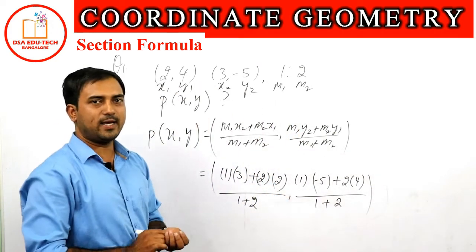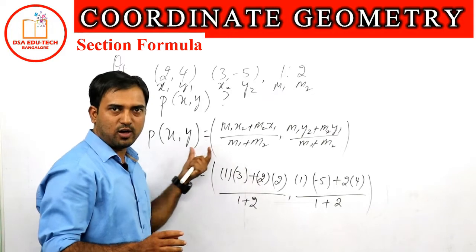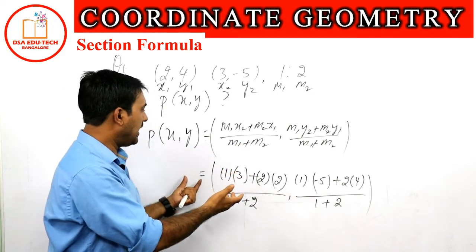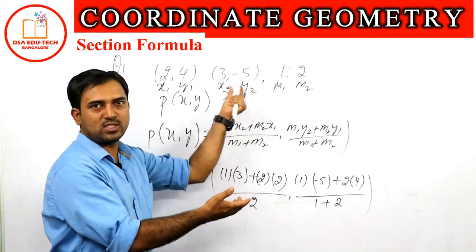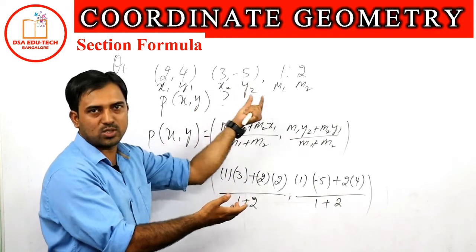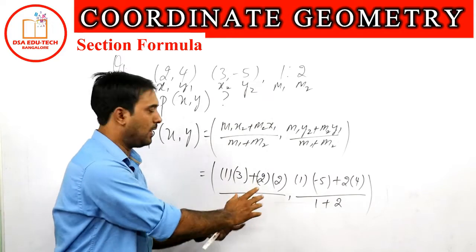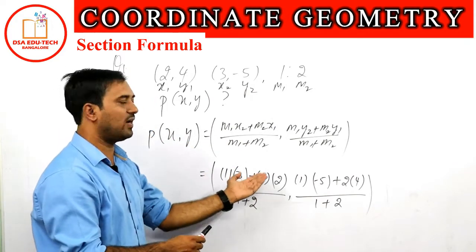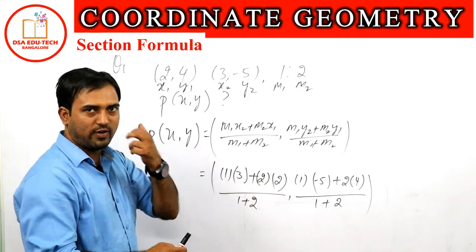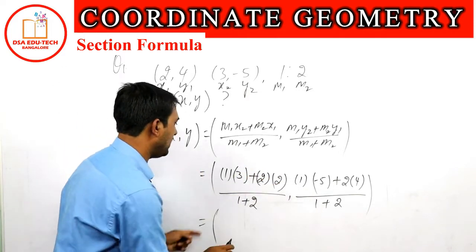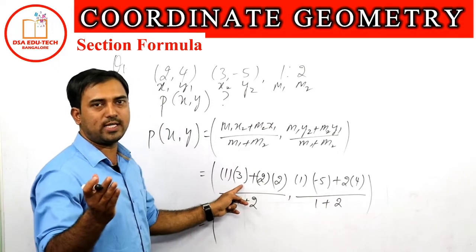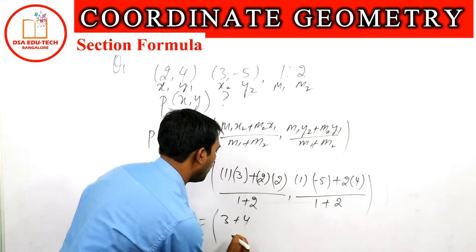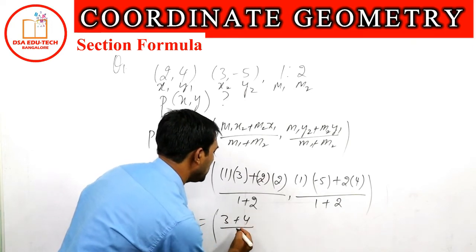So what I did here, I wrote the section formula, which we call the coordinate of the point, and we know m1, m2, x1, x2, y1, y2. We have just replaced them in the formula. Bracket means into, so we have to multiply them, then add them, then divide them. Here, 1 into 3 is 3, plus 2 into 2 is 4, divided by 1 plus 2 is 3.